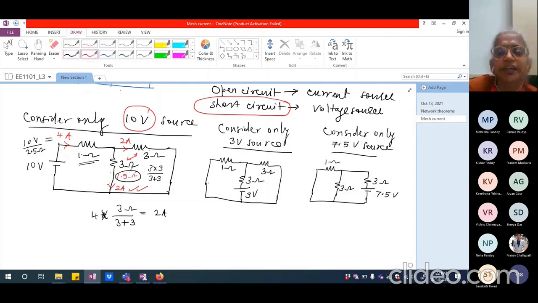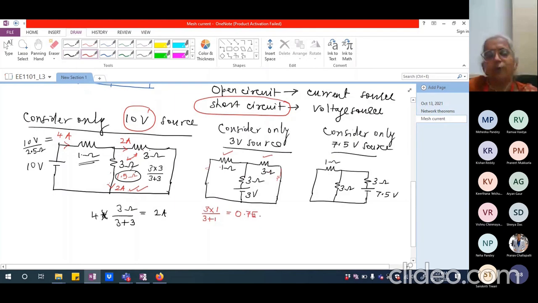Here, you are going to have 3 and 1 in parallel because these two are in parallel. You understand that 3 is here and 1 is here. Both of them are in parallel. So this is going to be 3 multiplied by 1 divided by 3 plus 1, which is 0.75 ohm. And I'm going to have 3.75 ohm coming against the 3 volts source. So 3 volts divided by 3.75 ohm is going to be the current which is flowing in this direction.